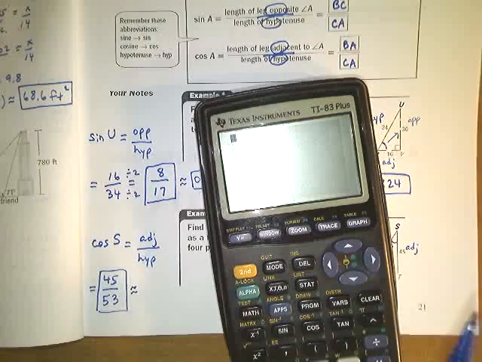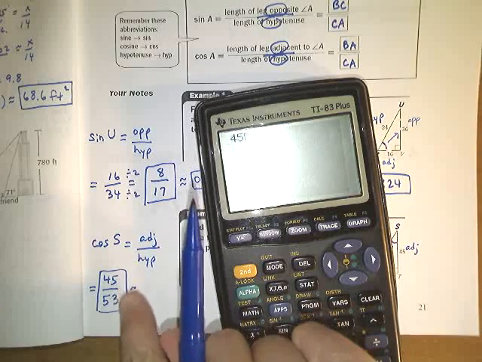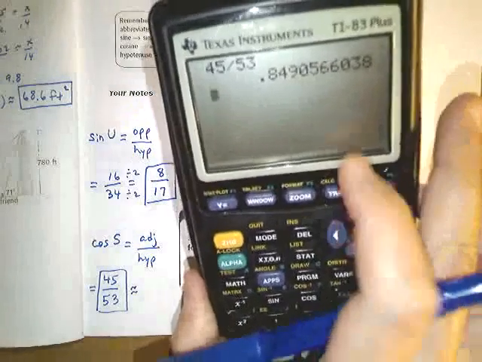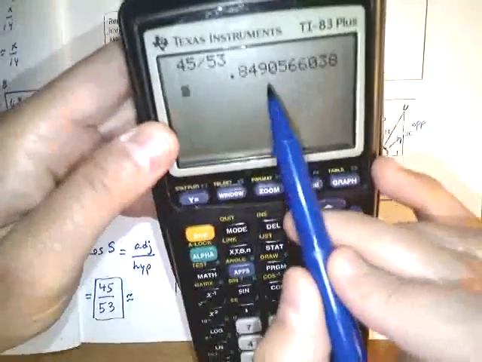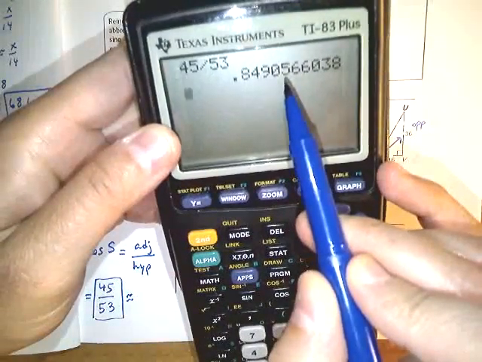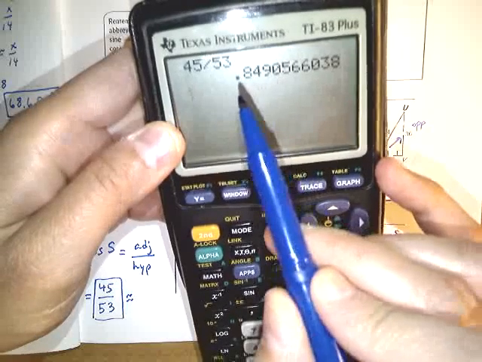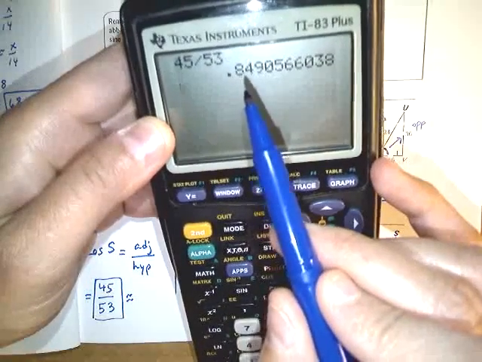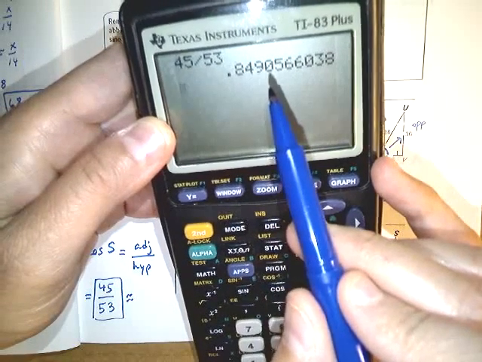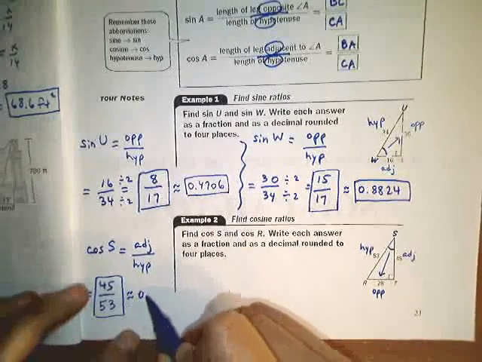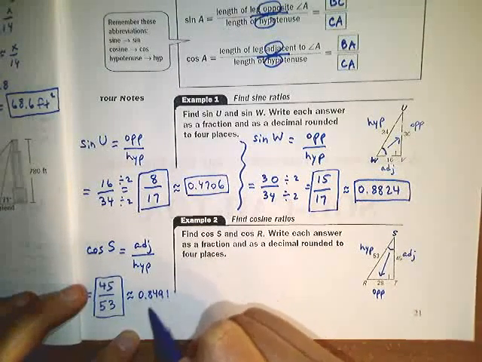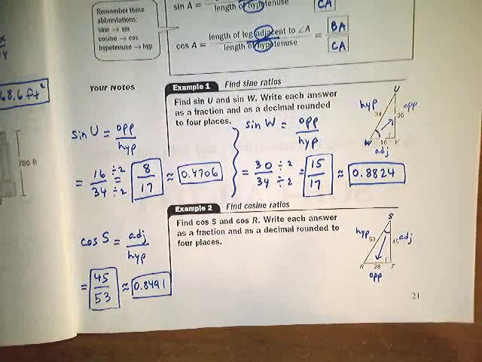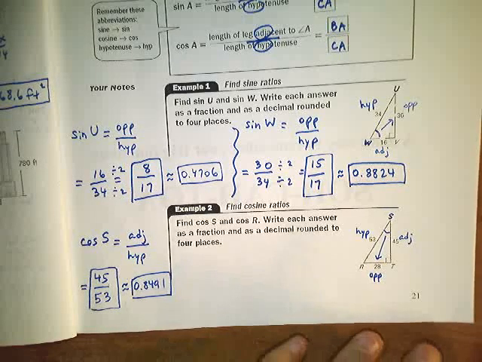So, on my calculator, I'll type in 45 divided by 53. Rounding this off to 4 places, I'd round off to this position, and I'd look here. If this is 5 or larger, then I'm going to round this up. So my answer for an approximated decimal version of the cosine of S would be 0.8491. All right, that's the cosine of S.